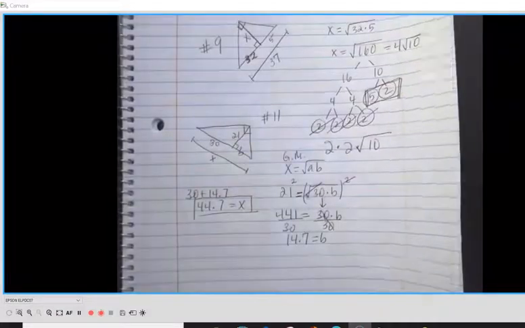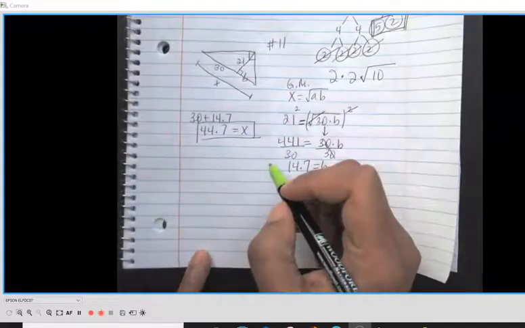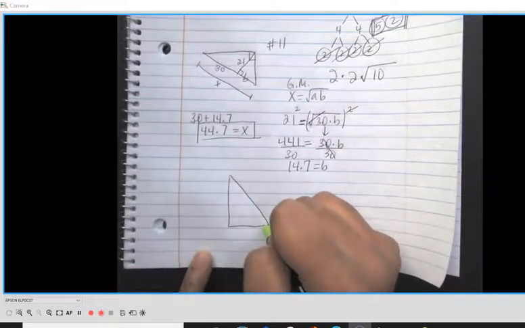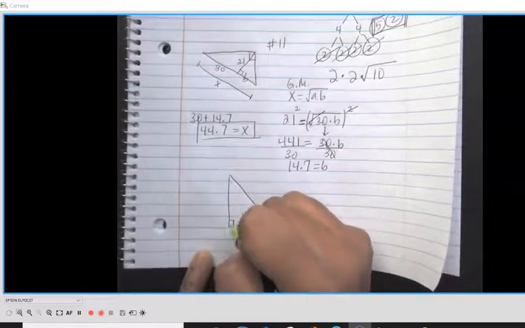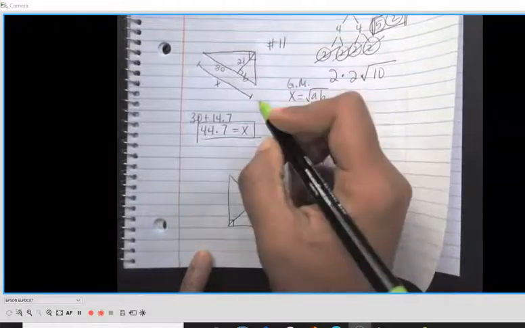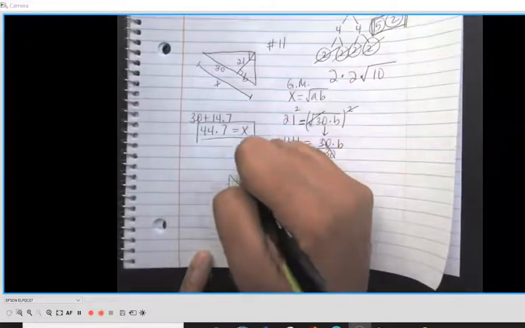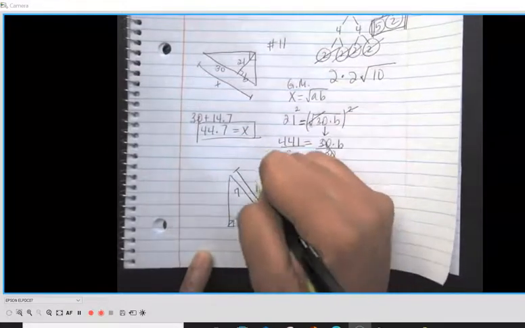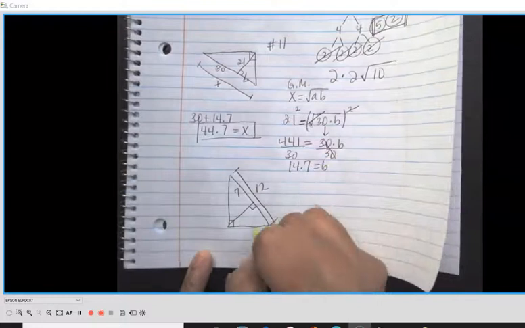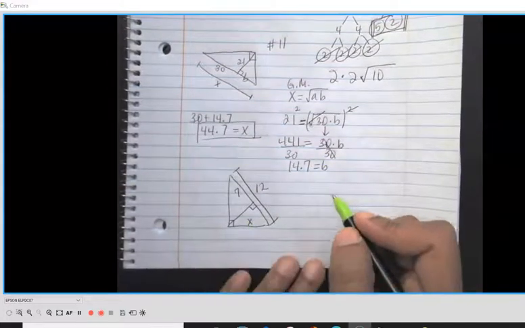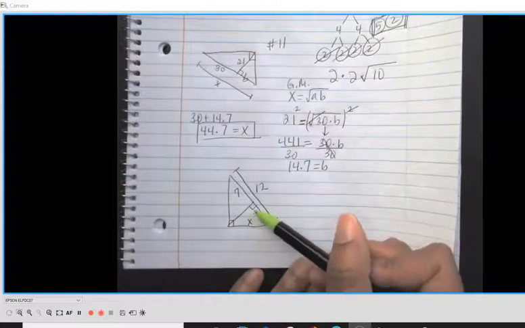Okay, so for number 13, this is what they gave us. I'm going to move up here. For 13, they gave us a right triangle. This piece here is 7. This entire length here is 12. And they're looking for this x here. That's cool. Again, that is not the altitude they're looking for.